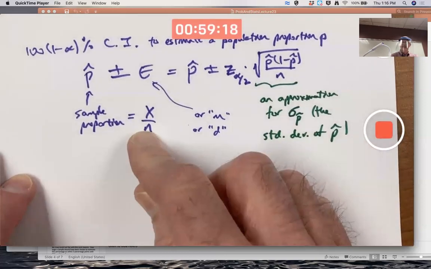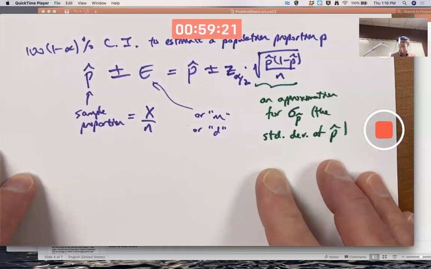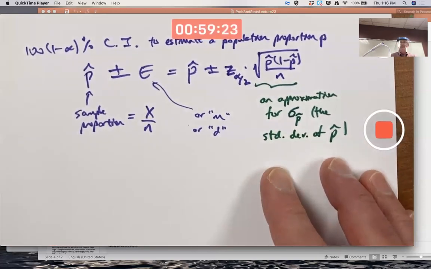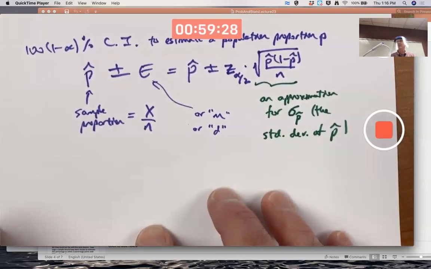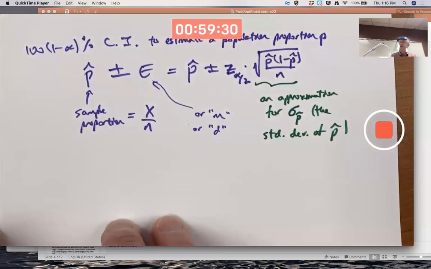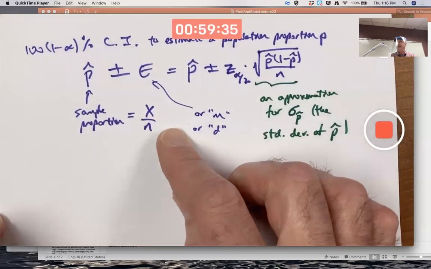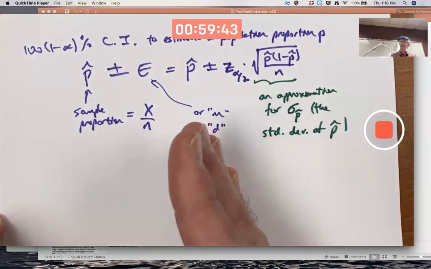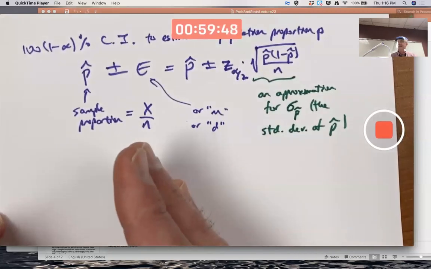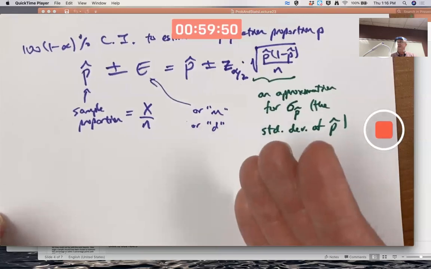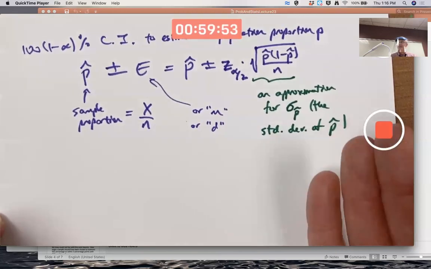And X, the total number of heads, maybe you get 12 heads out of 20 flips, can be thought of as a sum of a bunch of zeros and ones. 1 for every time you got a heads, 0 for every time you got a tails. And therefore, this can be thought of as a mean, but we're calling it a proportion. And therefore, it can be thought of as a sample statistic. As a sample statistic, it's got a distribution, a PDF, a CDF, etc.